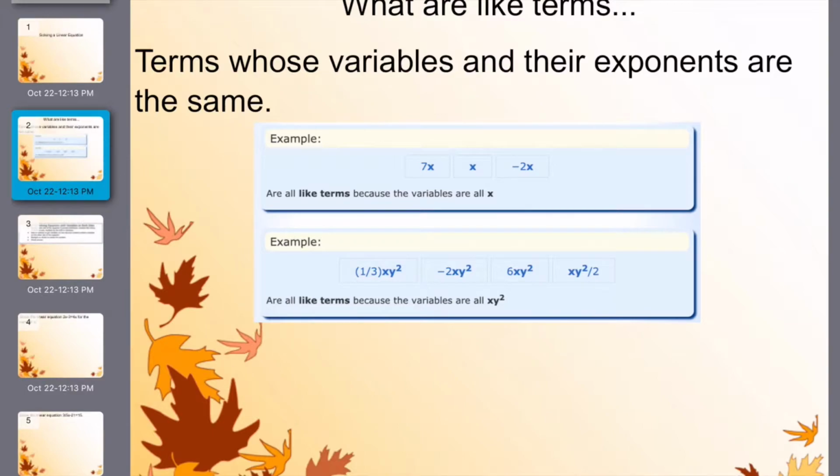I can also tell you that constants, or numbers that do not have any variables, are also like terms because they do not have any variables associated with them.